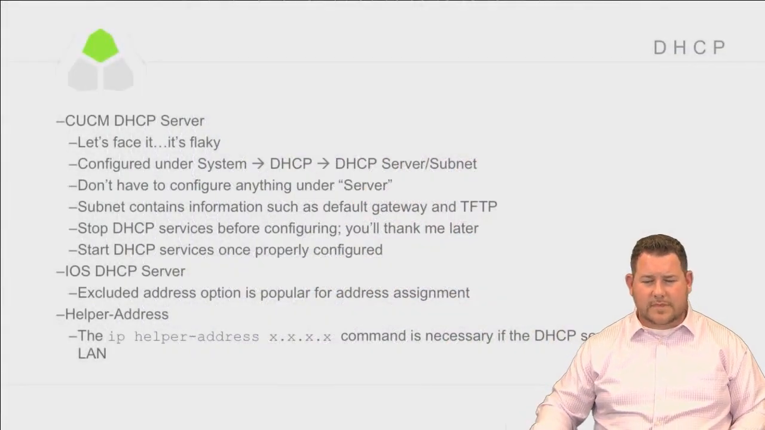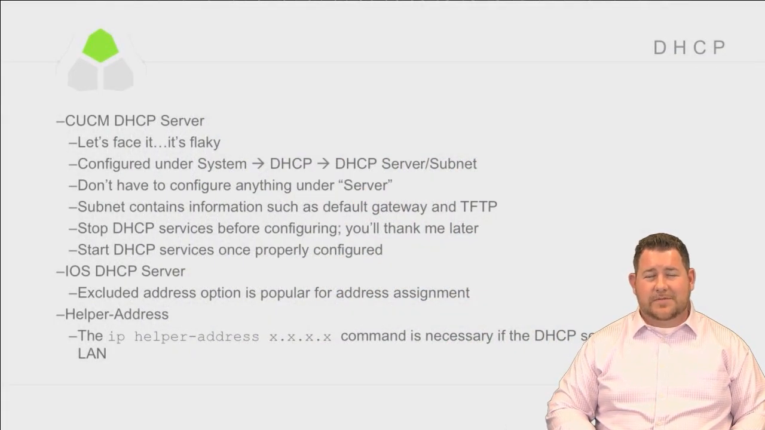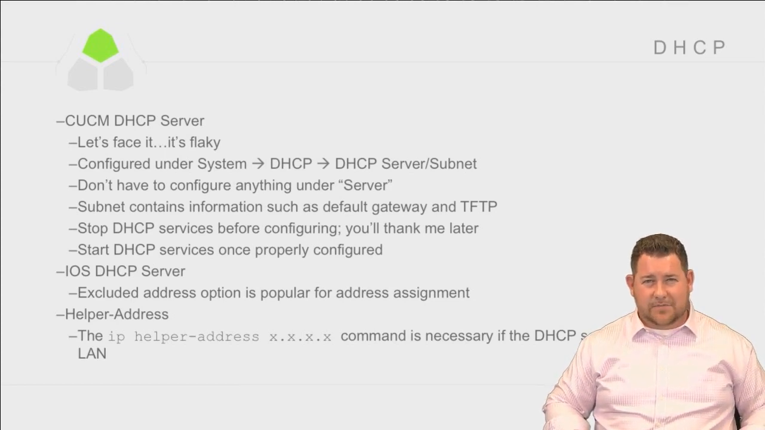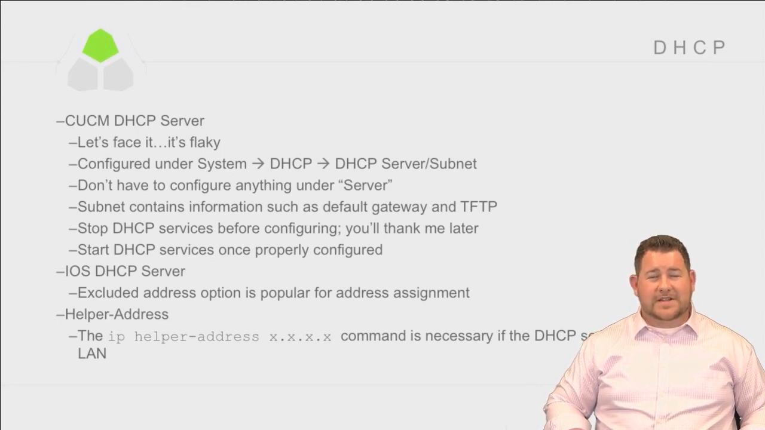The other method is iOS, and you can use iOS to issue out IP addresses and different options within those DHCP scopes. So let's talk about the first one, and let me pop over to the slides here real quick. So we'll talk about CUCM DHCP server. First of all, we have to face the music here and face the facts. It's a flaky thing. I mean, I don't know really anybody that uses this in production in the real world. But we have to use it in the lab because it's on the blueprint.